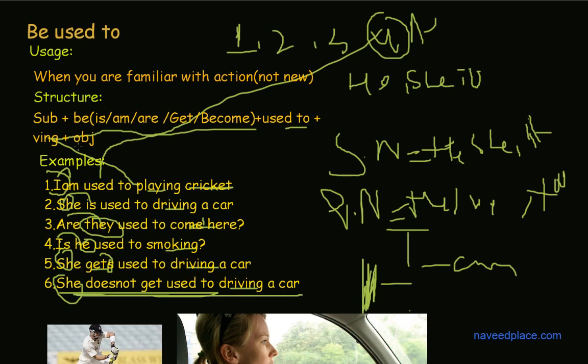Object is very important. Without an object we cannot get the meaning of the sentence. For example, I am used to playing cricket. If I don't use the object cricket, you would ask, I am used to playing what? I am used to playing football? I am used to playing hockey? You are confused, no? But as I say cricket, you are no more confused. So the object tells the meaning of the sentence.